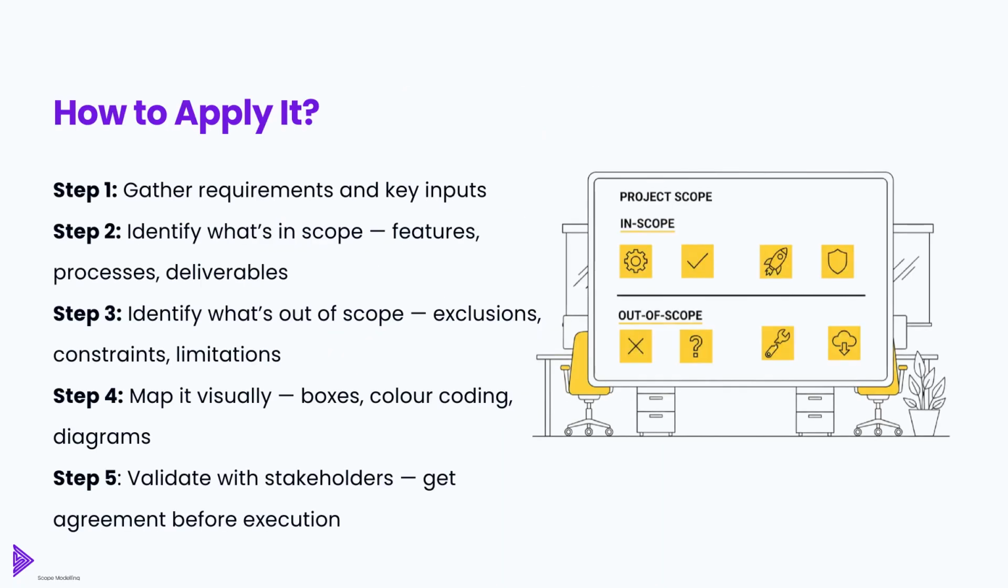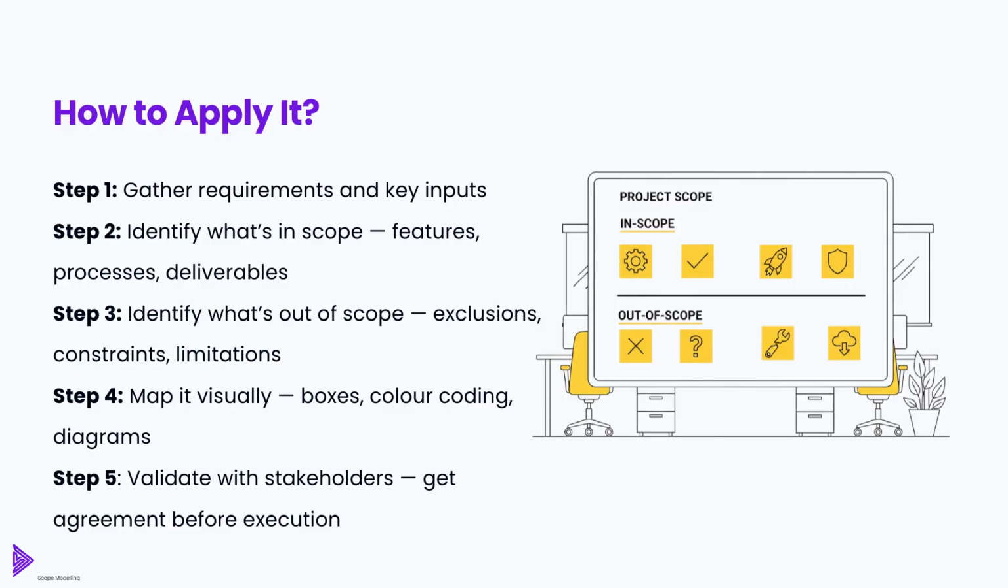How do you actually create a scope model? Start by gathering requirements and key inputs: stakeholder goals, constraints, and any existing documentation. Identify what's in scope: the features, processes, and deliverables you will build or change. Define what's out of scope: the exclusions, constraints, and items you will not deliver.